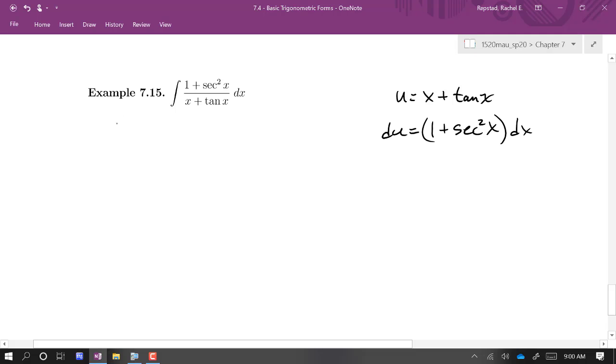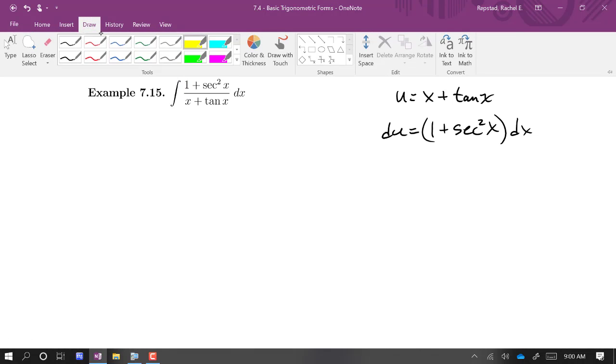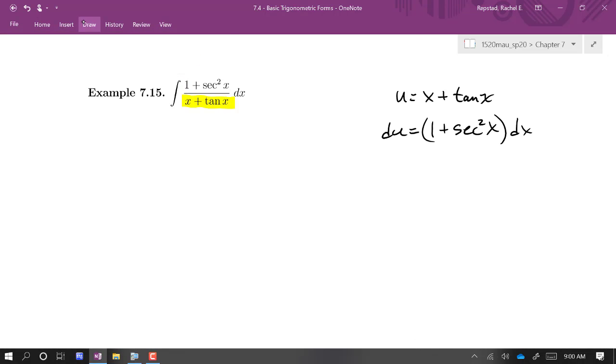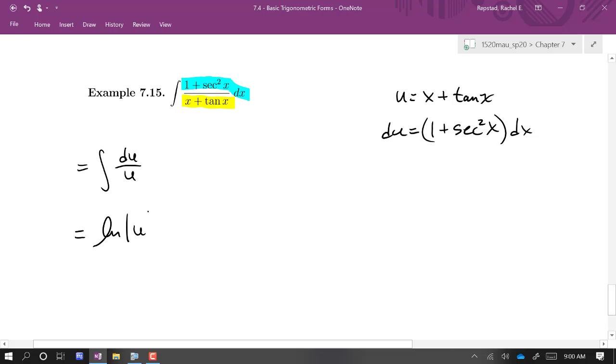And when we make that substitution, we don't even have to put in any constants, right? This is u, and this is du. So really just straight out of the gate, when we make that substitution, we get du over u. This is a log form, natural log of absolute u plus a constant. And just putting our expression for u back in, natural log of absolute x plus tan x plus a constant.